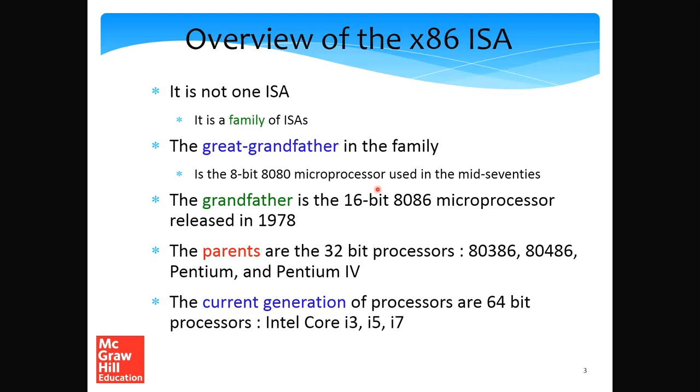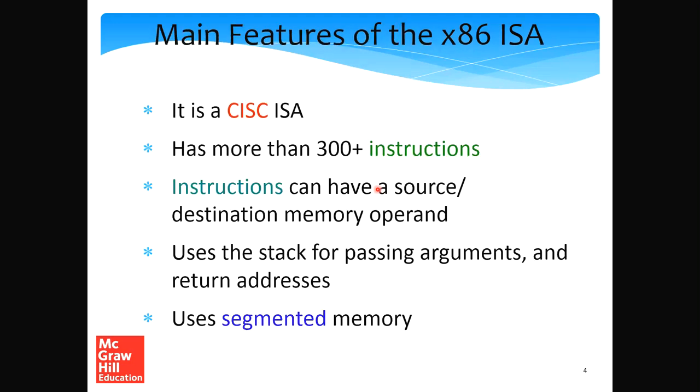Examples of 64-bit Intel processors would be Intel Core i3, i5, and i7, the latest Intel processors that we use. Similarly, examples of AMD machines would be AMD Opteron and AMD Bulldozer, which are the latest AMD processors that are used.